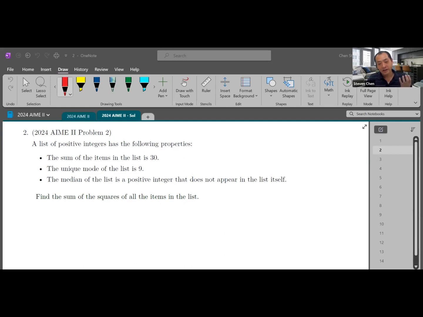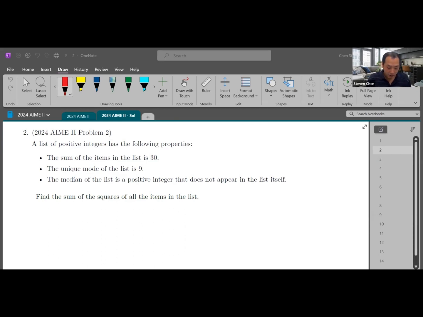So let's look at the 9. Suppose 9 has 3 occurrences. Then the sum of the remaining items in the list should be 3. First, we can't have 3 ones. Otherwise, both 1 and 9 are the mode, so 9 is not a unique mode. What about writing 3 as 1 plus 2? In this case, we have three 9s, one 1 and one 2. So we have 5 items. It's not good because recall we need an even number of items. So 9 cannot appear 3 times.